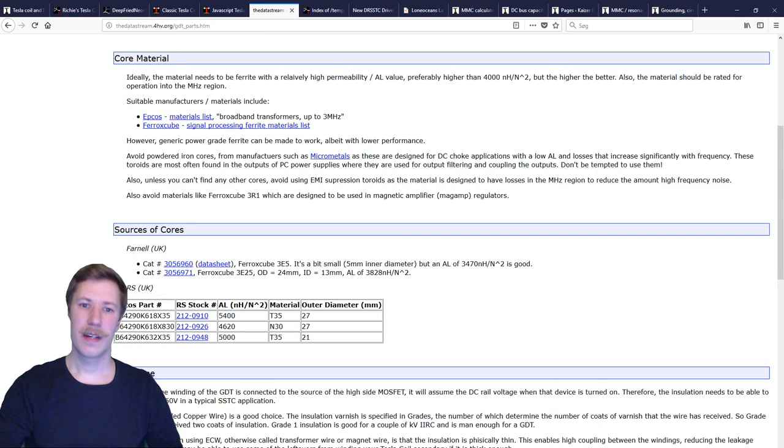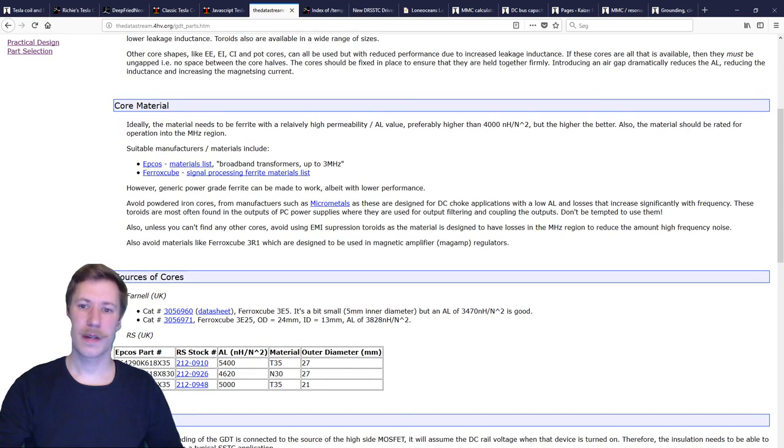And a really common mistake that many people make is that they find some ferrite cores in ATX power supplies, but they are absolutely not suitable for gate drive transformers. These are only meant for noise suppression. So please never try to use any yellow cores from power supplies.